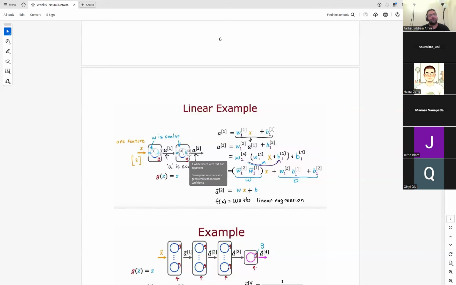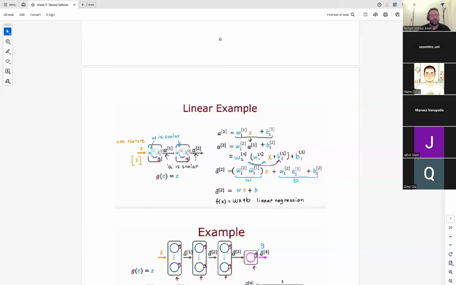Now, if we use the linear activation function on this node, then the activation value, A superscript 1, is going to be W11 times X, the input, plus B11.